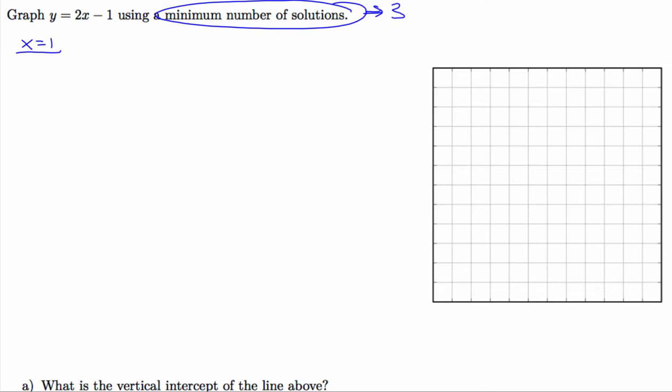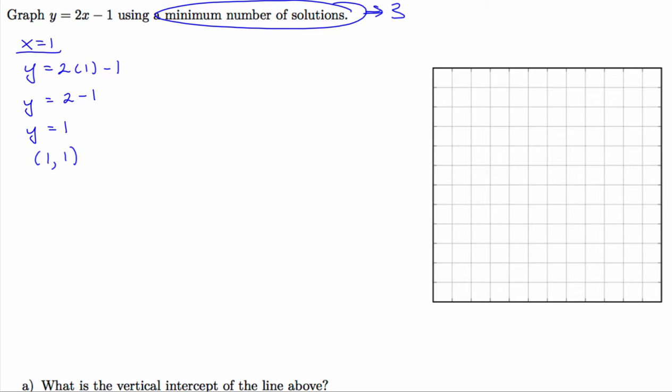I'm going to substitute that in for the x in the equation, so the equation will become y equals 2 times 1 minus 1. And we'll go through and simplify that. 2 times 1 is 2, and 2 minus 1 is 1. So that gives us an ordered pair, x value 1, comma, y value 1, as 1 point on our line.